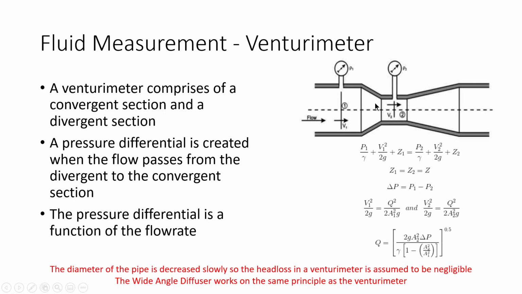And if this pipe is lying parallel to the ground, then my Z1 is equal to Z2, so they cancel out.